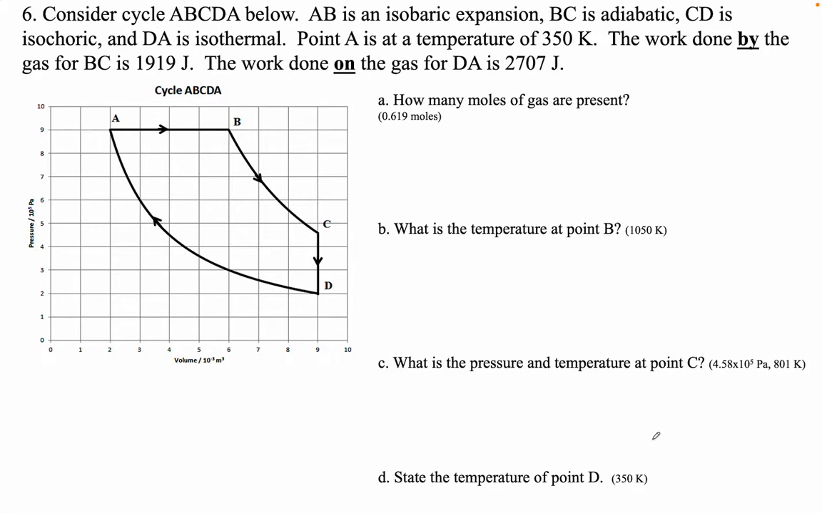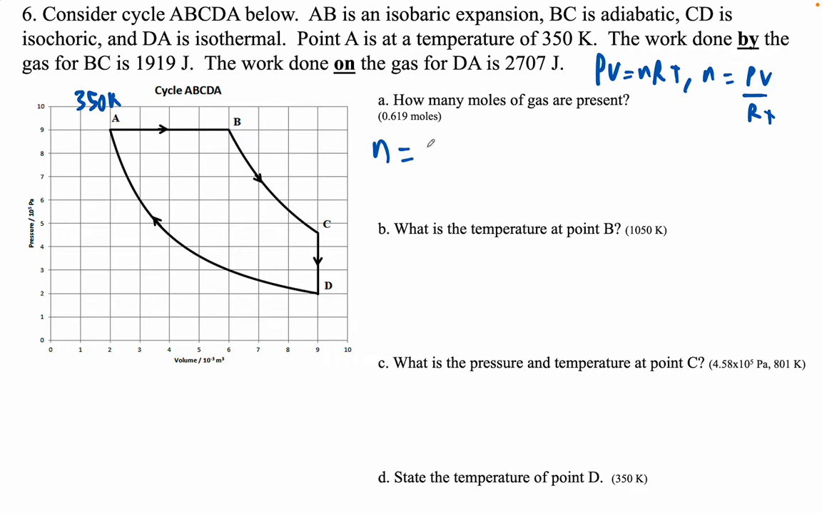All right, let's see, A, B, C, D, A. Okay, point A is at 350 kelvins. Right, and because we know the pressure and the volume, we can find the moles at that point, right? So PV is nRT, so therefore n is PV over RT. Right, so at A, we're going to figure it out from this stuff here, right?